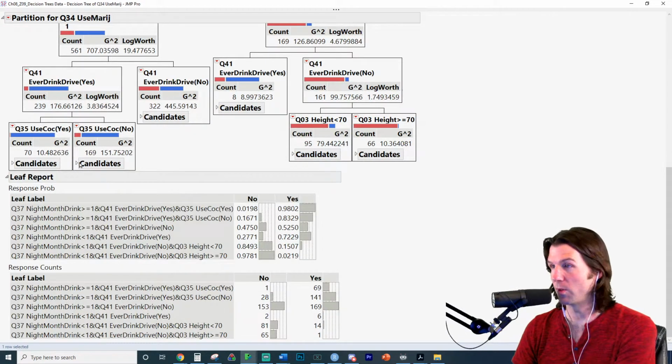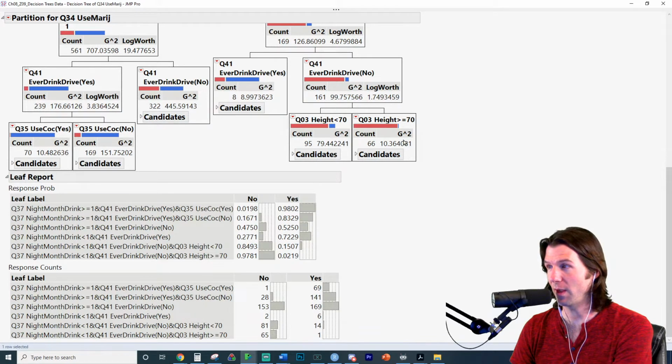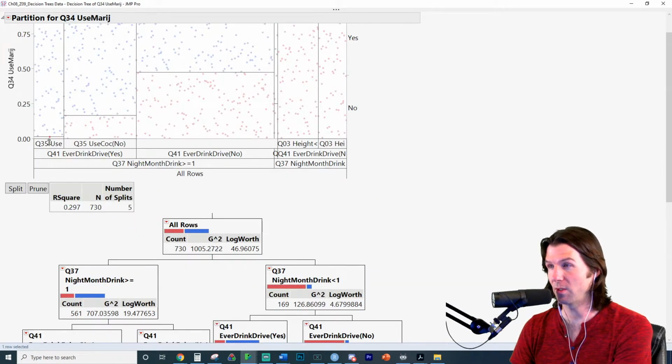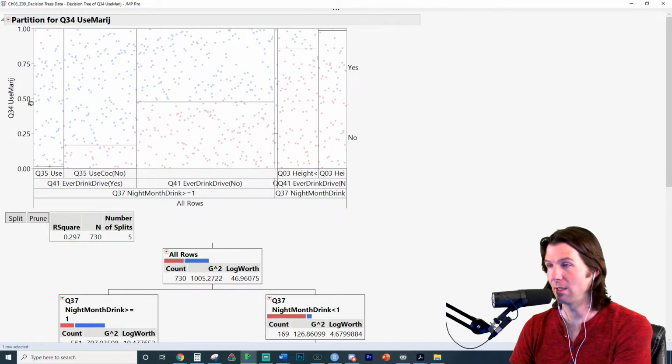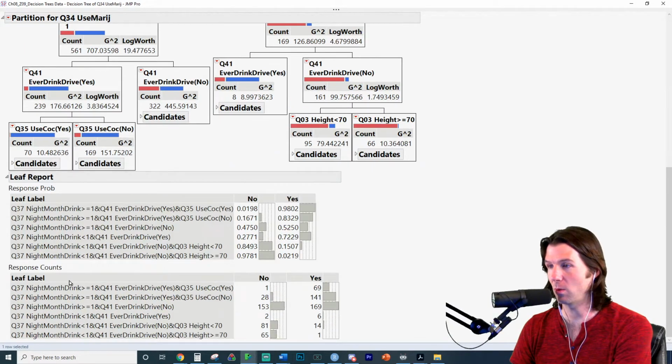So when we look at the leaf report, we now see leaf 1, leaf 2, leaf 3, leaf 4, leaf 5, leaf 6. There's the one person we were talking about, right there, that one red dot that has not used marijuana. So you see their answer to the Y question was no. This is the Y variable, and these are all of the X's. So these are the questions: they say they drink greater than or equal to 1 drink a month, they have driven drunk, and they have used cocaine. And so this person, 1 out of the 70 people, has not used marijuana.